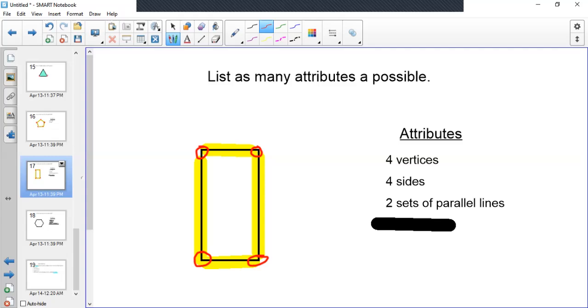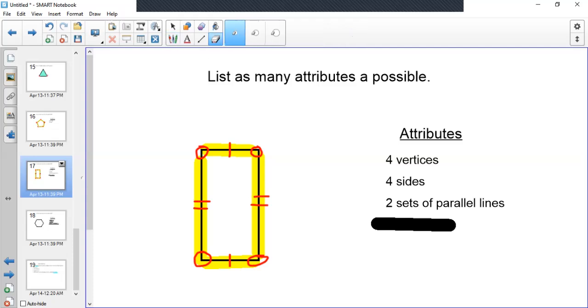Excellent job. We see 1 set, which is top and bottom. Opposite lines, not touching, running in the same direction. And also left and right. Excellent job.